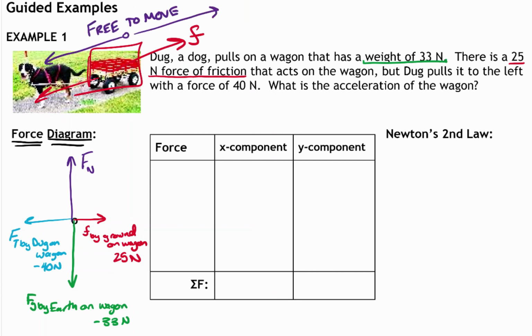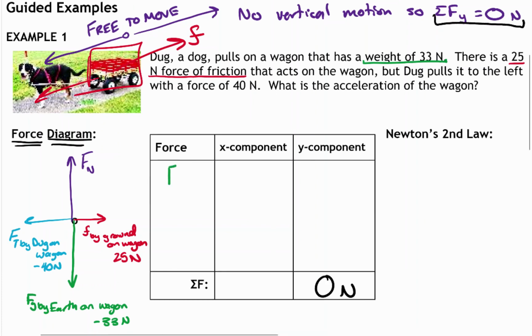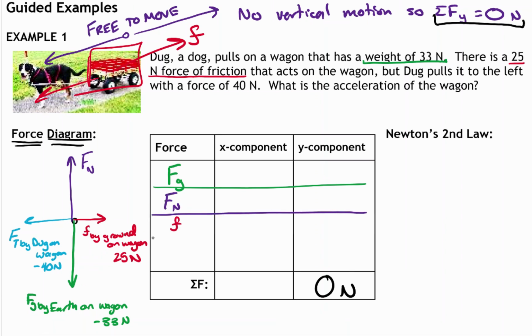However, it won't move up or down, so there's no vertical motion, which means the net force in the y direction is 0. The forces are balanced in the vertical direction. We know there's a force of gravity. We know there's a normal force. We know there's a force of friction, and we know there's a force of tension.